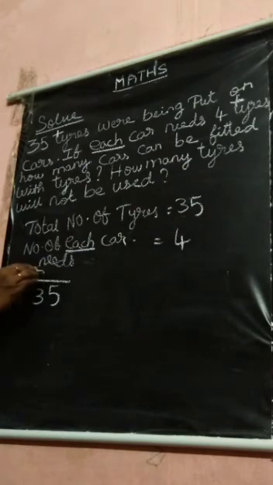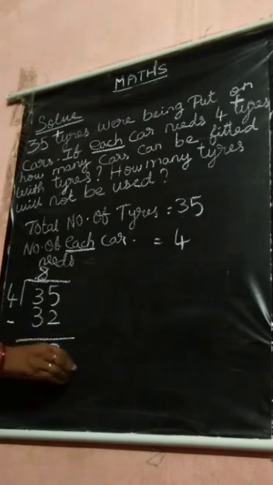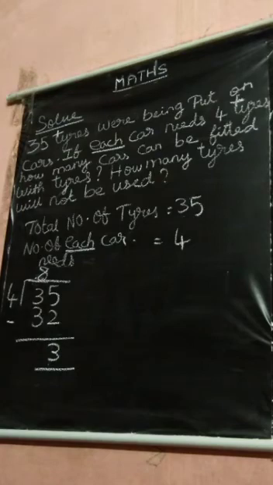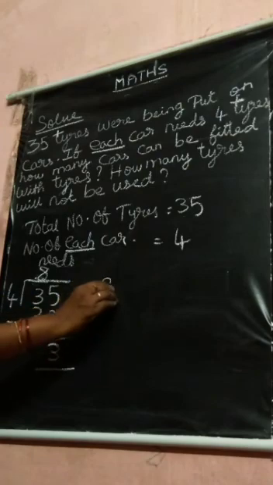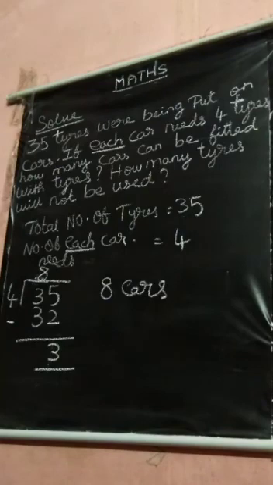4 eights are 32. If you subtract, the remainder is 3. The question first is asking how many cars can be fitted with tires. How many cars, ma'am? 8 cars. 8 cars fitted with tires.